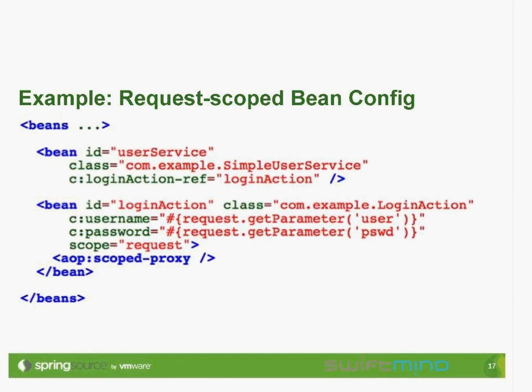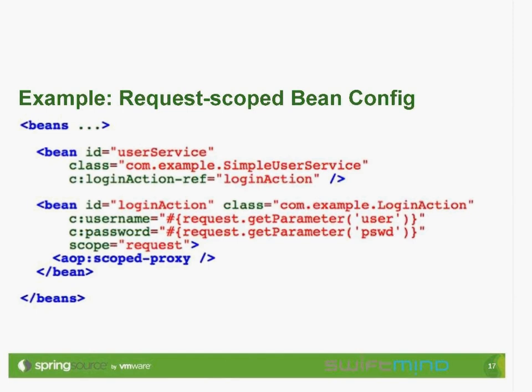And now if we look at the login action bean, we notice three things. First up, we see on the fourth line that the scope is set to request. That means that this will be a request scope bean. But what you must not forget is the next line. So this nested use of the AOP namespace. Here we're saying AOP scoped proxy, and that instructs Spring to make sure that a proxy is created for this bean, and that every other bean that needs access to this bean will actually get a bean for the current request as new requests come in and new requests are executed.